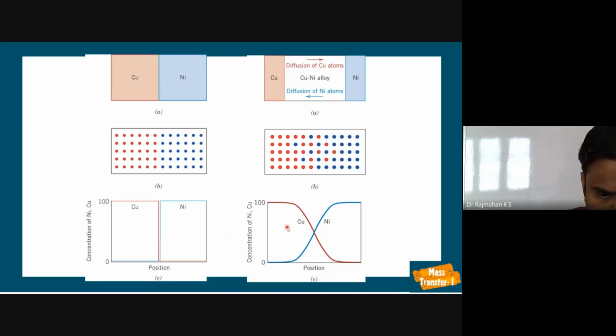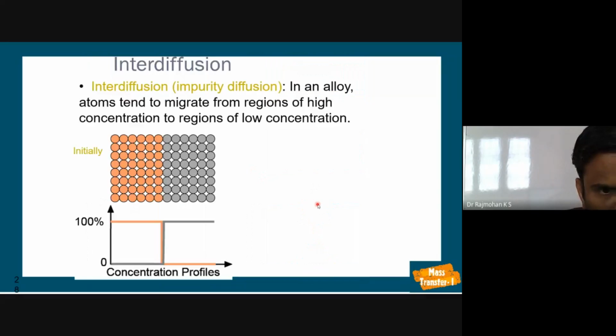What I wanted to show you here is that with respect to time, initially if they are separated, you have 100% copper here and 100% nickel here. But after a certain time their concentration will change, because diffusion takes place from here to here, and from here to here. We are assuming only one direction to understand the concept. Actually it happens in all three directions.